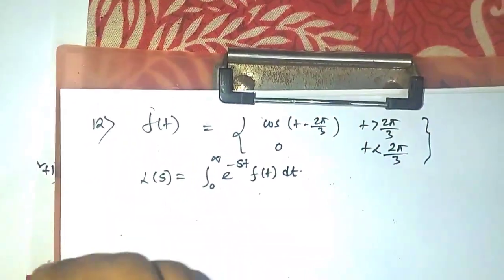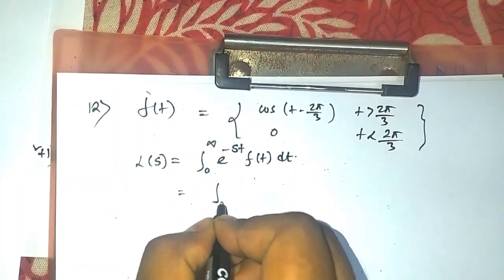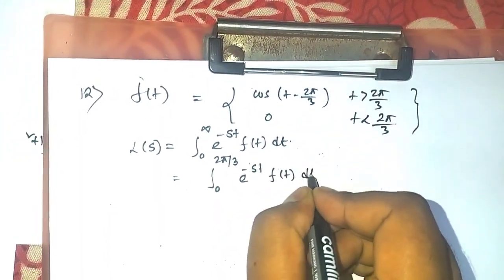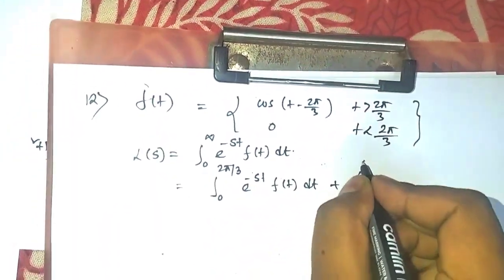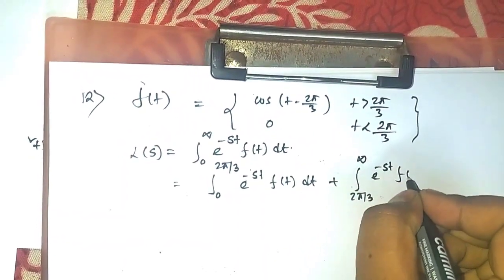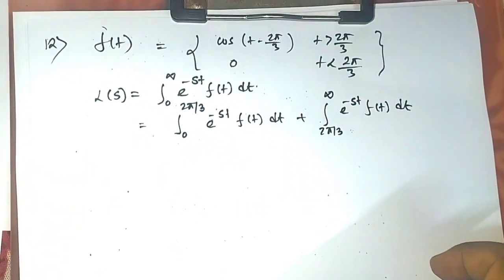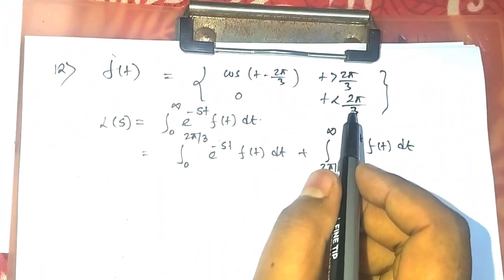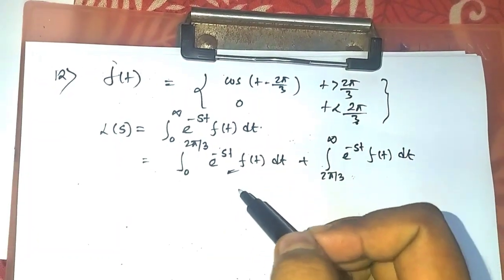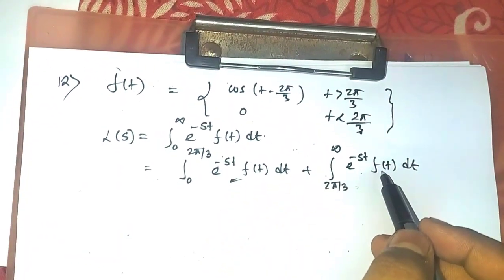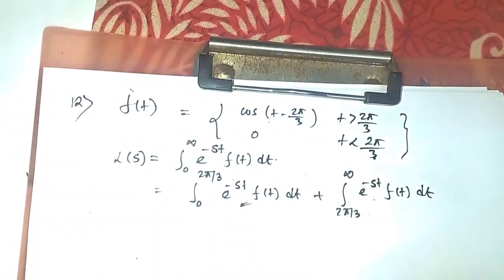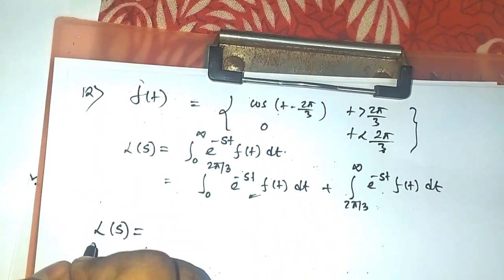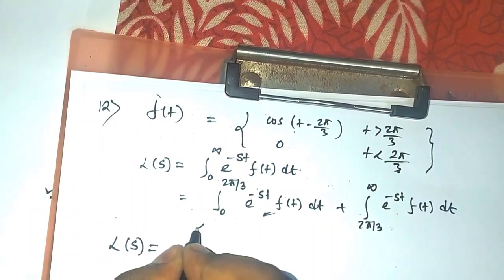Now I will split this into two limiting ranges. So 0 to 2 pi by 3 of e to the power minus st f of t dt, plus 2 pi by 3 to infinity of e to the power minus st f of t dt. I hope it's clear to you. Now you can see that 2 pi by 3 is the highest range, so this term will be 0. And this term will be cos of (t minus 2 pi by 3), and here f of t will be replaced by this term. So the limiting value is coming: L of s equals 2 pi by 3 to infinity.